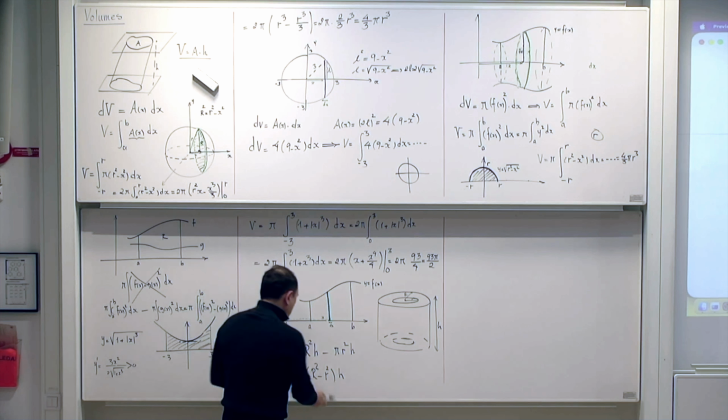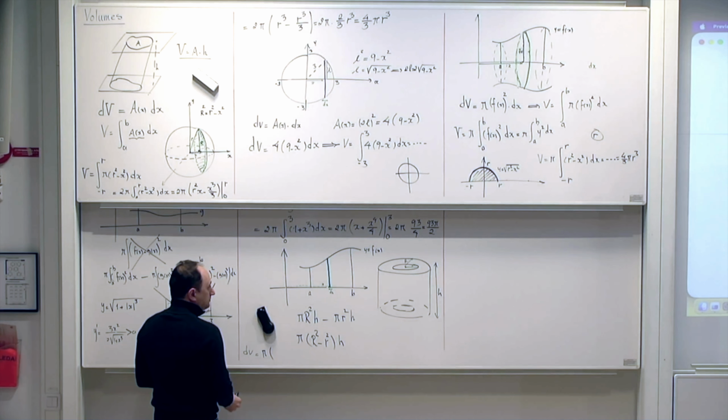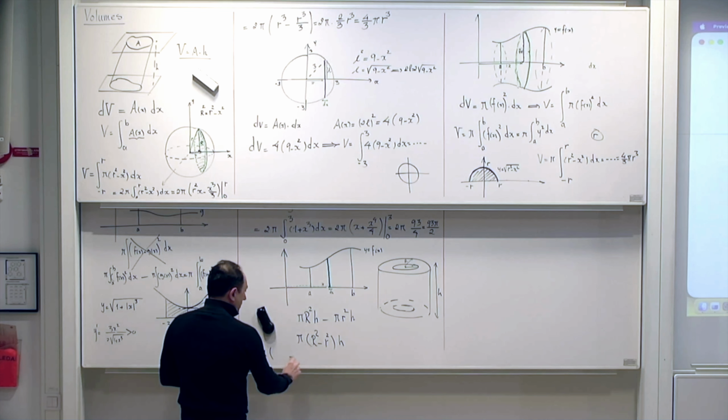So this means that the volume dV that I am looking for is pi, but instead of capital R, let me write a small r first. A small r is x, so r squared is x squared.